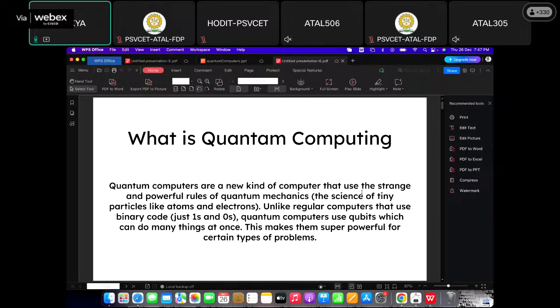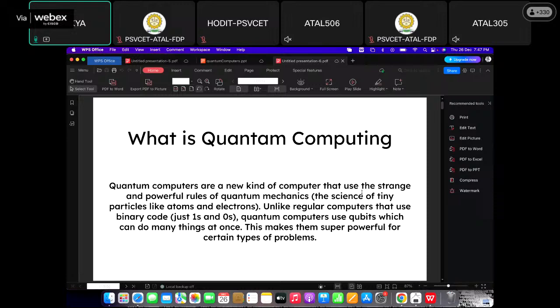So what is quantum computing? Quantum computers are a new kind of computers that use the strange and powerful rules of quantum mechanics, the science of tiny particles like atoms and electrons. Because in classic computers, we are using binary things like zeros and ones, and you can't use zeros and ones everywhere.